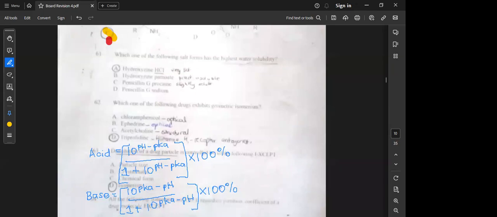Okay, next question. Which of the following drugs exhibits geometric isomerism? Chloramphenicol, ephedrine, acetylcholine, and triprolidine. I can't even see that option. As Sami has said, 62D, triprolidine. The others, as written, I think optical, structural, histamine. So, yeah, please let's discuss so that we can finish.